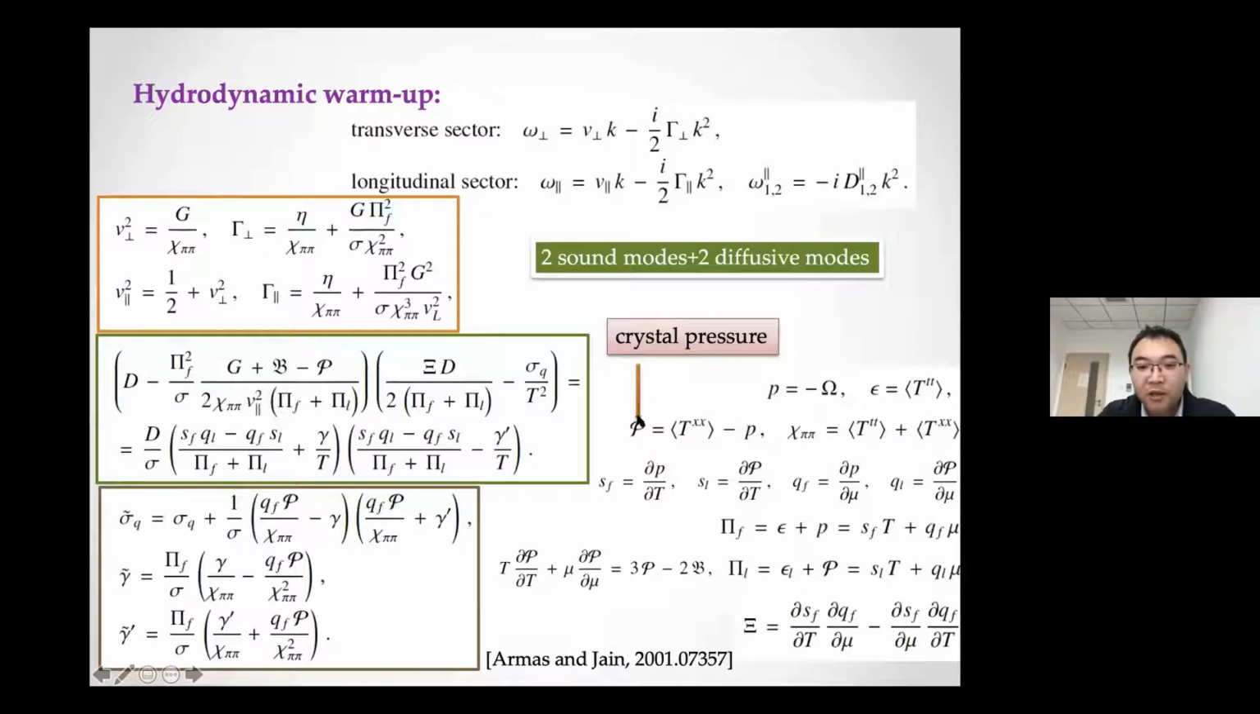This P we call the crystal pressure. It is the difference between the thermodynamic pressure P and the XX component of the stress tensor. For this quantity, they can also define the entropy and the charge associated with this pressure. So to sum up, this is the main result of the hydro, but all these quantities can be calculated using the holographic model.